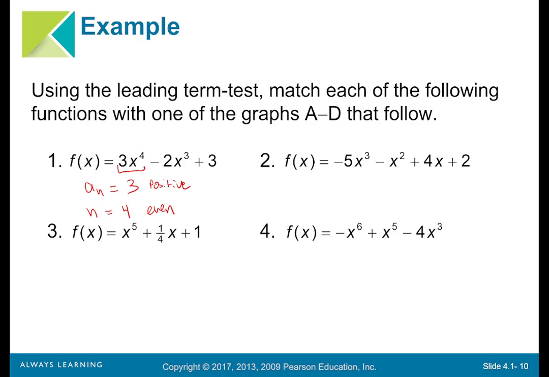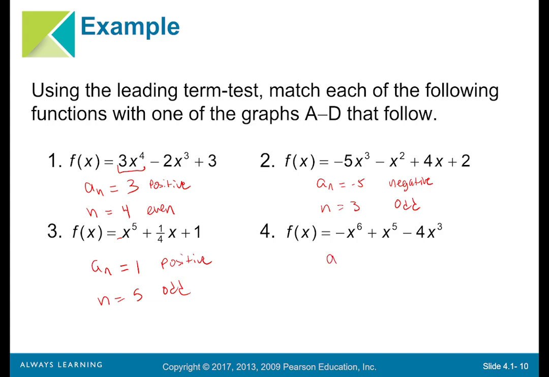So in the next example, number 2, of course, a sub n is negative 5, and n is 3, which means we have a negative and an odd. Here, in example 3, a sub n is 1, because there's nothing written here, which is positive. And here, n is 5, which is odd.